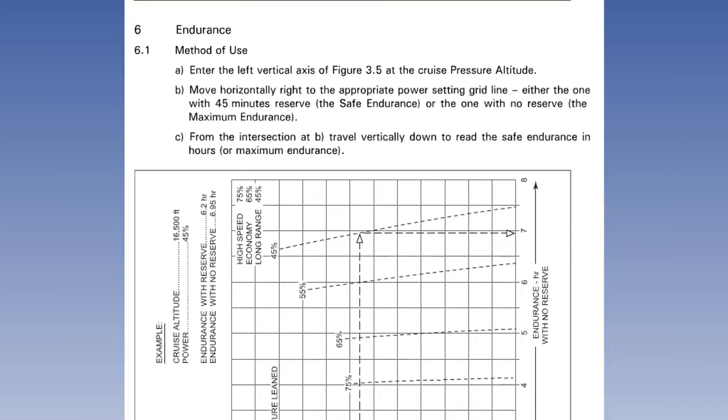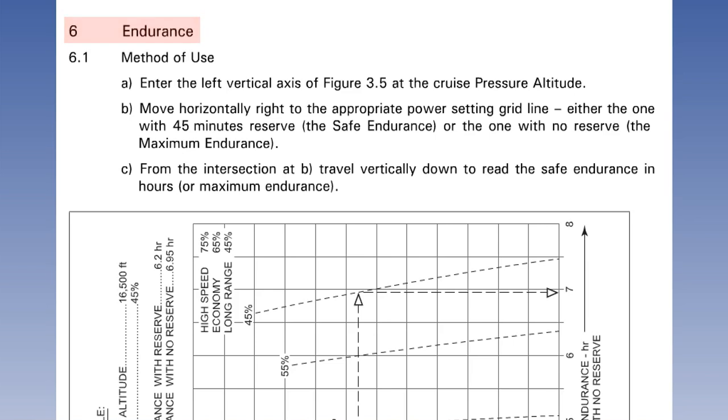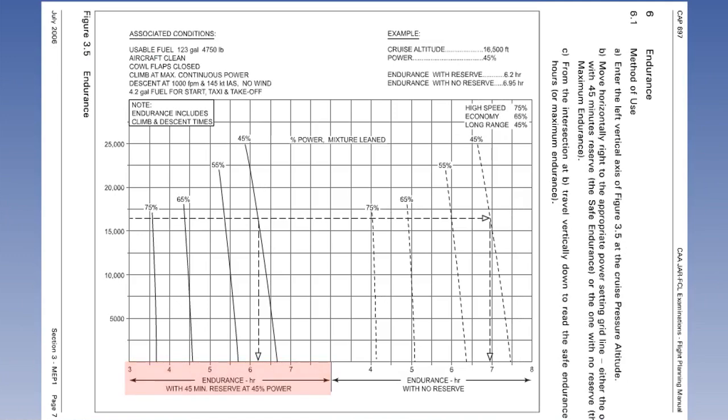Figure 3.5 is a means of calculating the aircraft's endurance in hours and decimals of an hour for a given cruise altitude and power setting. The left side of the graph gives the endurance at various power settings with 45 minutes reserve fuel. However, the 45 minutes reserve fuel assumes the power setting is then set to 45% power. This is known as safe endurance. On the right side of the graph is the endurance without reserve fuel, known as total endurance.